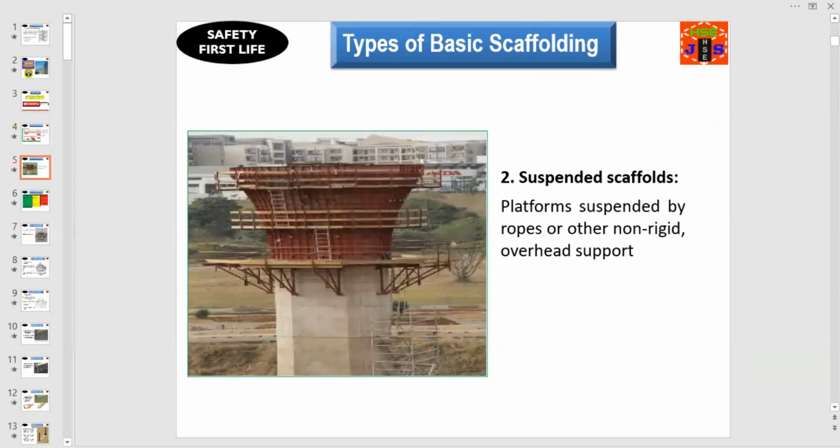Type number two, suspended scaffolds. In suspended scaffolds, platforms are suspended by ropes or other non-rigid overhead support. You can see on the left side, this is an example of a suspended scaffold.